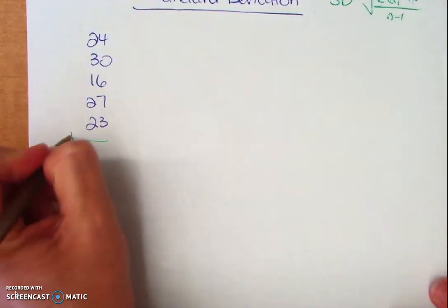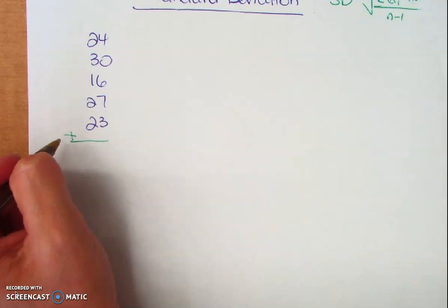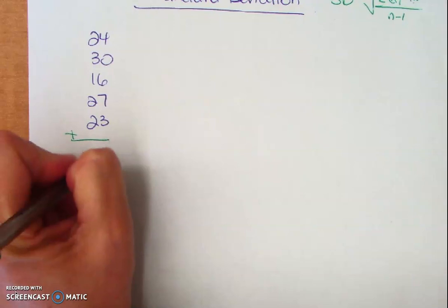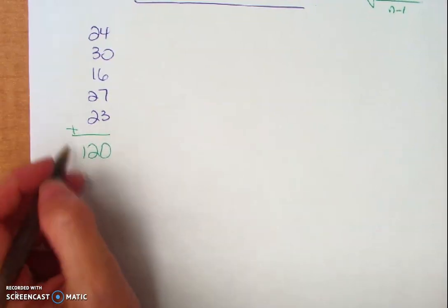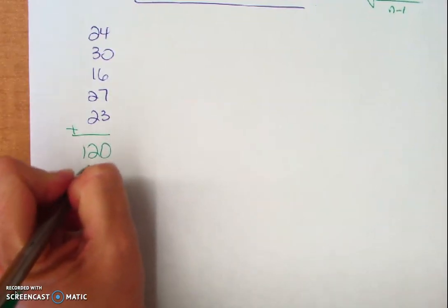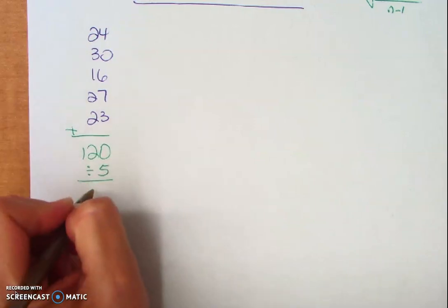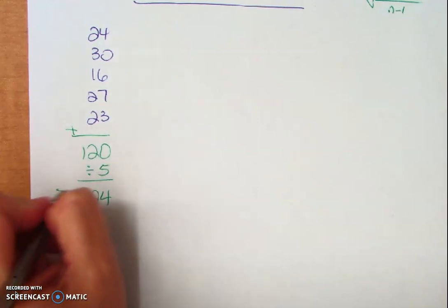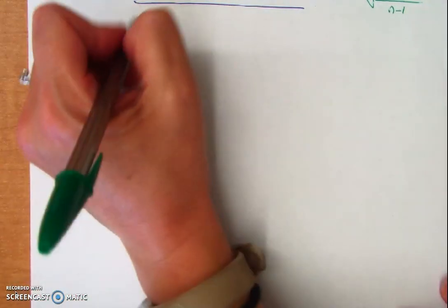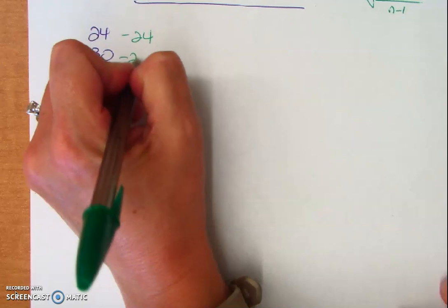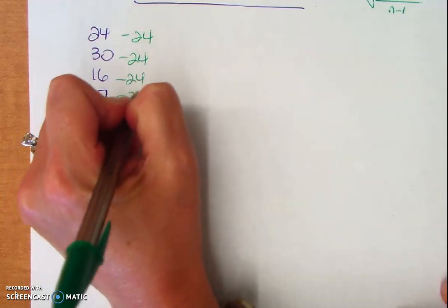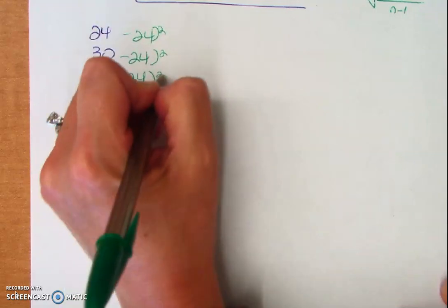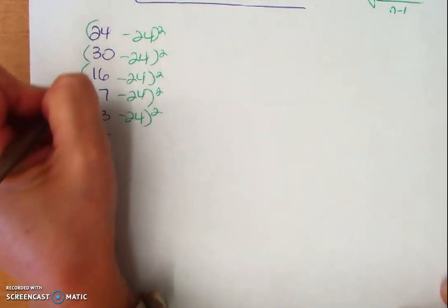So the first thing that you have to do when calculating standard deviation is you have got to find the mean. Okay, so my total there is 120. I'm going to divide by 5, and that's going to give me 24. And so that is my mean. Okay, and so then all I'm going to do is minus 24 from all of these, and I'm going to square it.